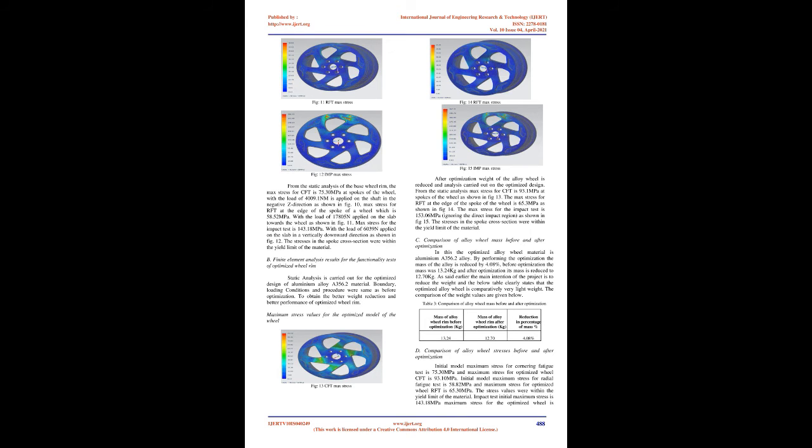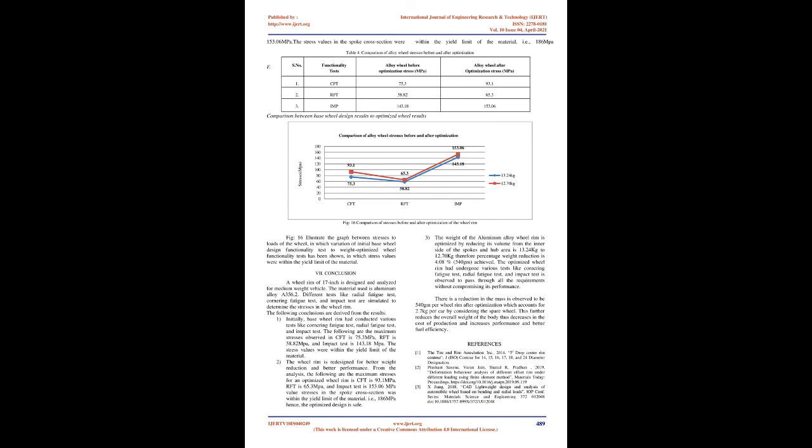Maximum stress values for the base model of the wheel. From the static analysis of the base wheel rim, the max stress for CFT is 75.30 MPa at spokes of the wheel, with the load of 4009.1 N applied on the shaft in the negative Z direction, as shown in Figure 10. Max stress for RFT is at the edge of the spoke of the wheel, which is 58.52 MPa, with the load of 17805 N applied on the slab towards the wheel, as shown in Figure 11. Max stress for the impact test is 143.18 MPa, with the load of 6039 N applied on the slab in a vertically downward direction, as shown in Figure 12.